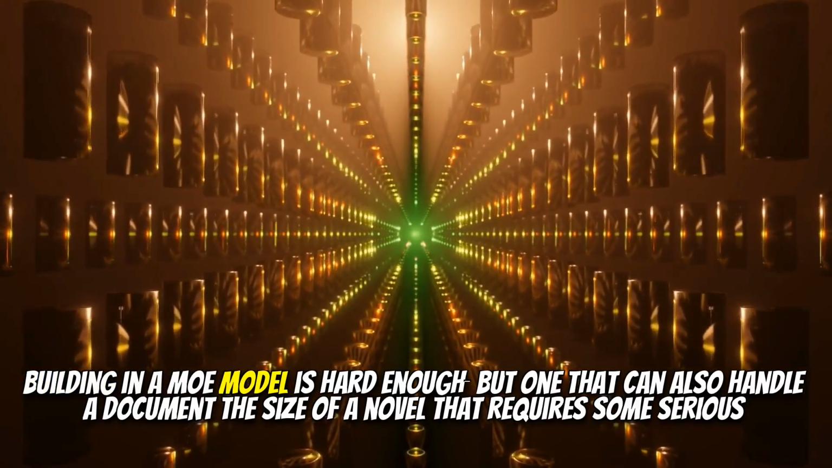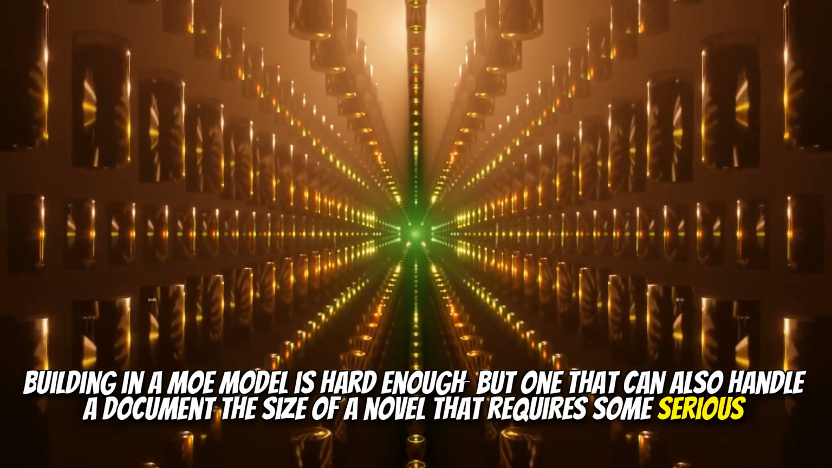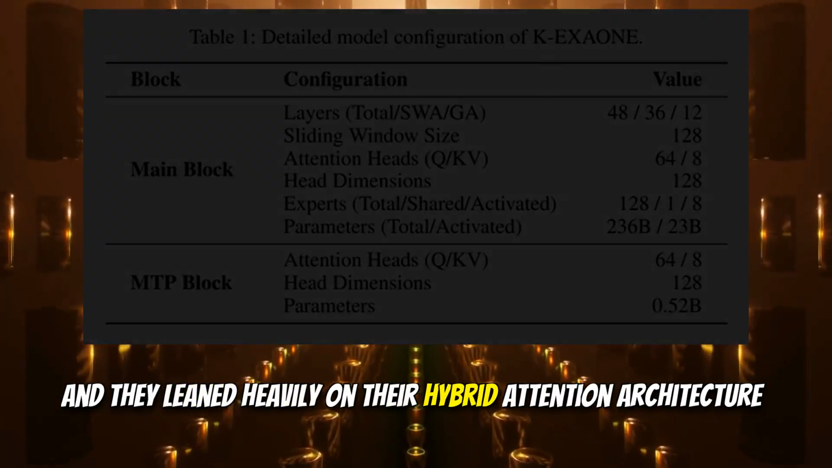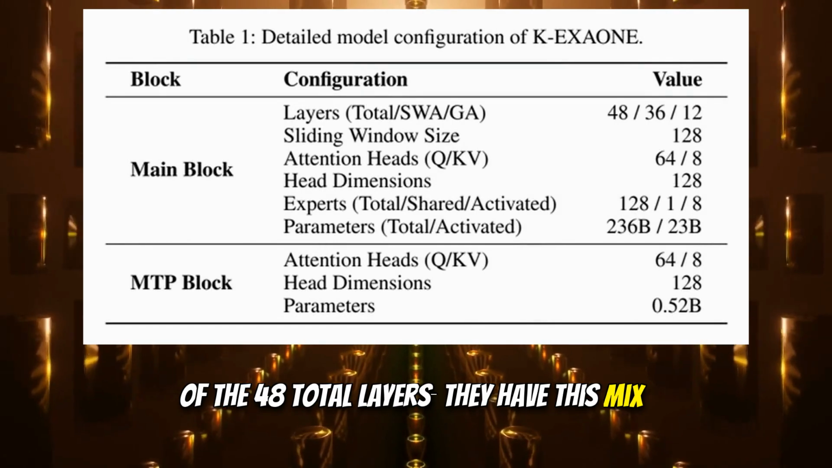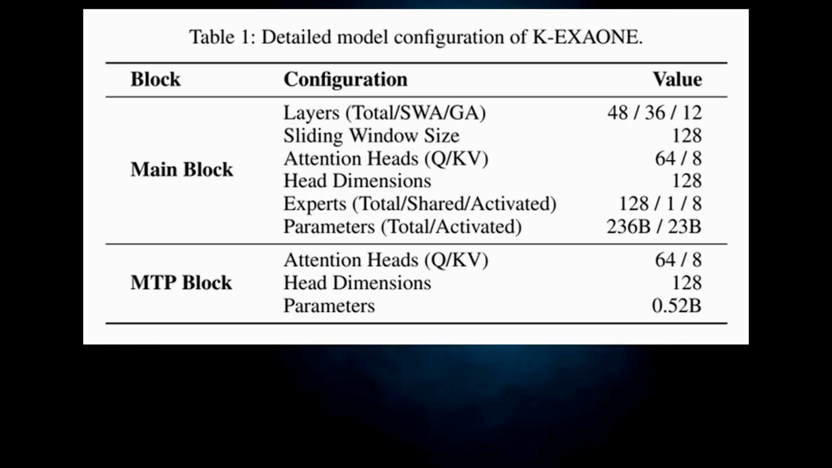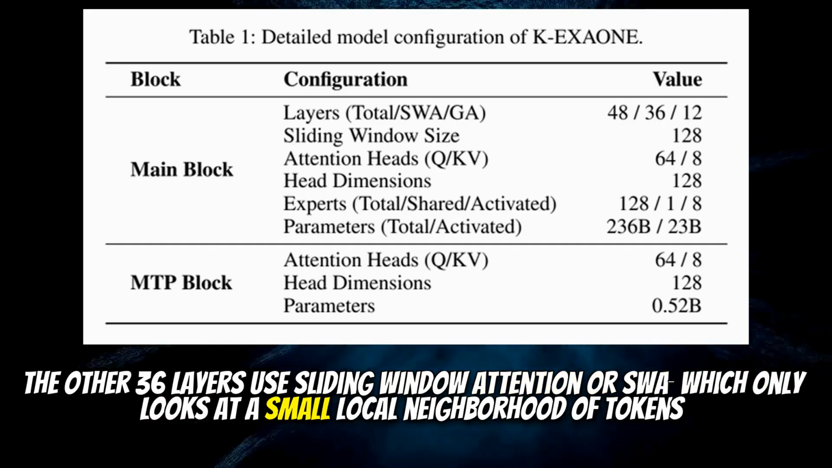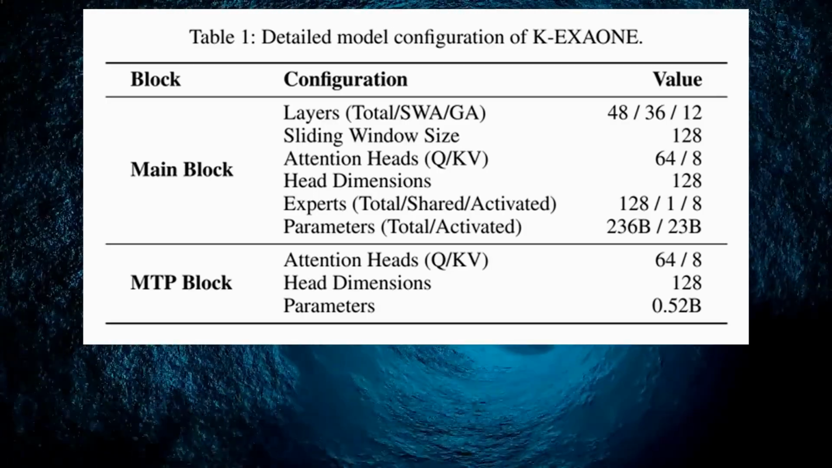Building an MoE model is hard enough, but one that can also handle a document the size of a novel requires some serious architectural work. It really does. And they leaned heavily on their hybrid attention architecture. Of the 48 total layers, they have this mix. 12 are global attention layers, which can see the entire context. The other 36 layers use sliding window attention, or SWA, which only looks at a small local neighborhood of tokens. It's really the only way to manage the compute cost at 256K.